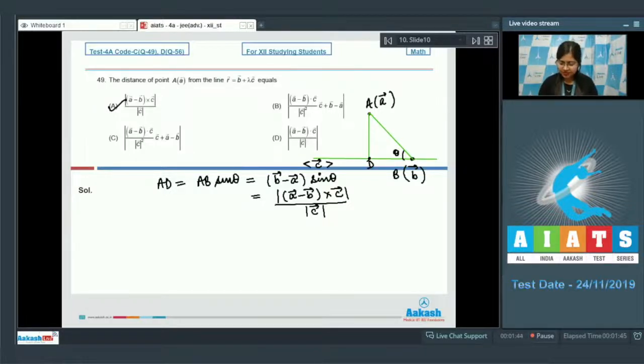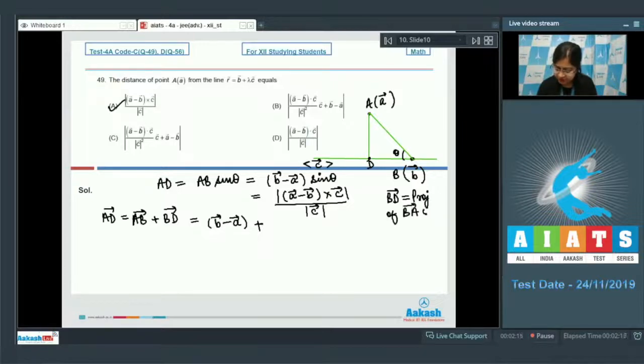Now next, AD vector can also be written as AB vector plus BD vector. This is also equal to AD vector, right? So this is equal to AB vector is B vector minus A vector plus BD vector. BD vector is the projection of BA vector on C vector, right?